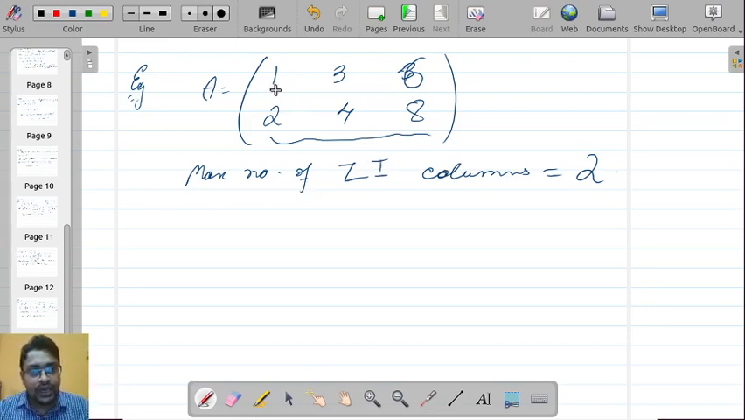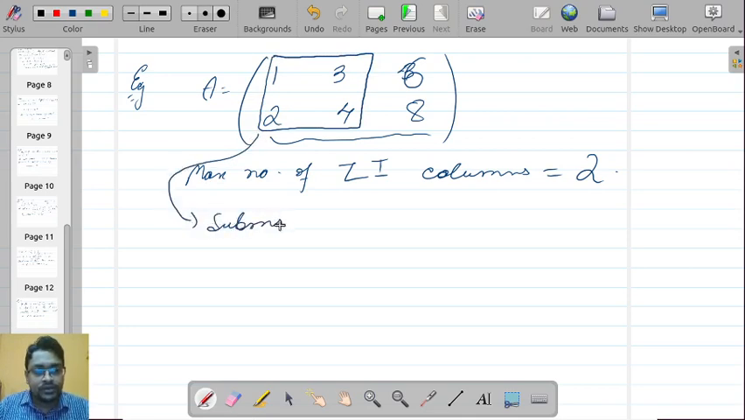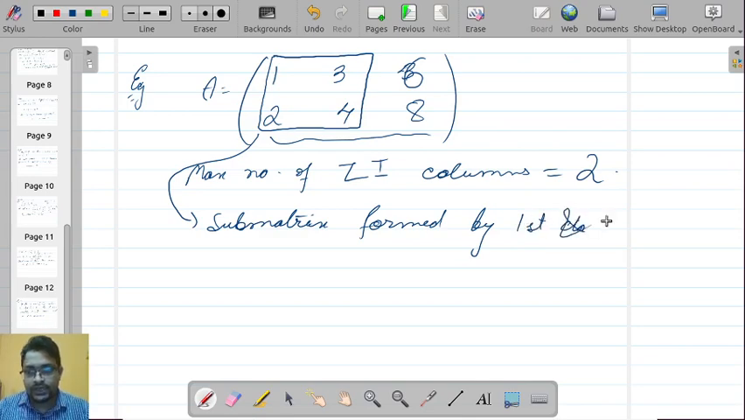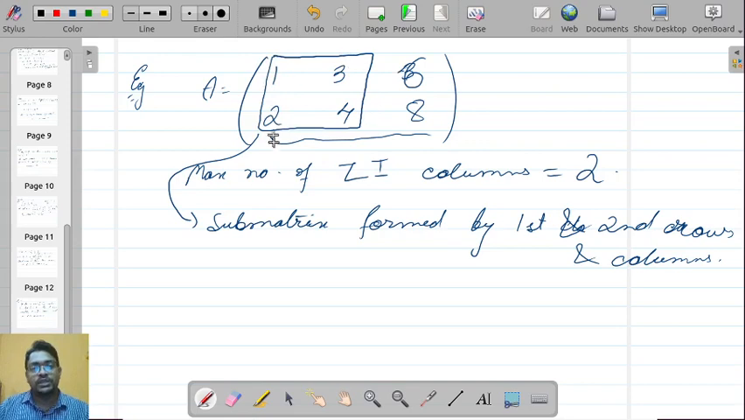So if we choose a square submatrix, say the submatrix formed by the first and second rows and columns. So we are taking the first row and second row together with the first column and second column. Okay, so what is the determinant of this submatrix?